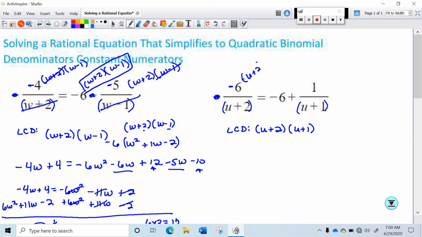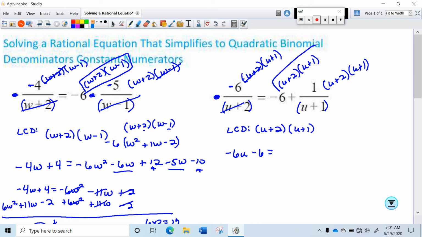U plus 2 times u plus 1, u plus 2 times u plus 1, u plus 2 times u plus 1. U plus 2 cancels with u plus 2. Negative 6 times u is negative 6u. Negative 6 times 1 is negative 6 equals, okay, I need to figure out what this binomial is.